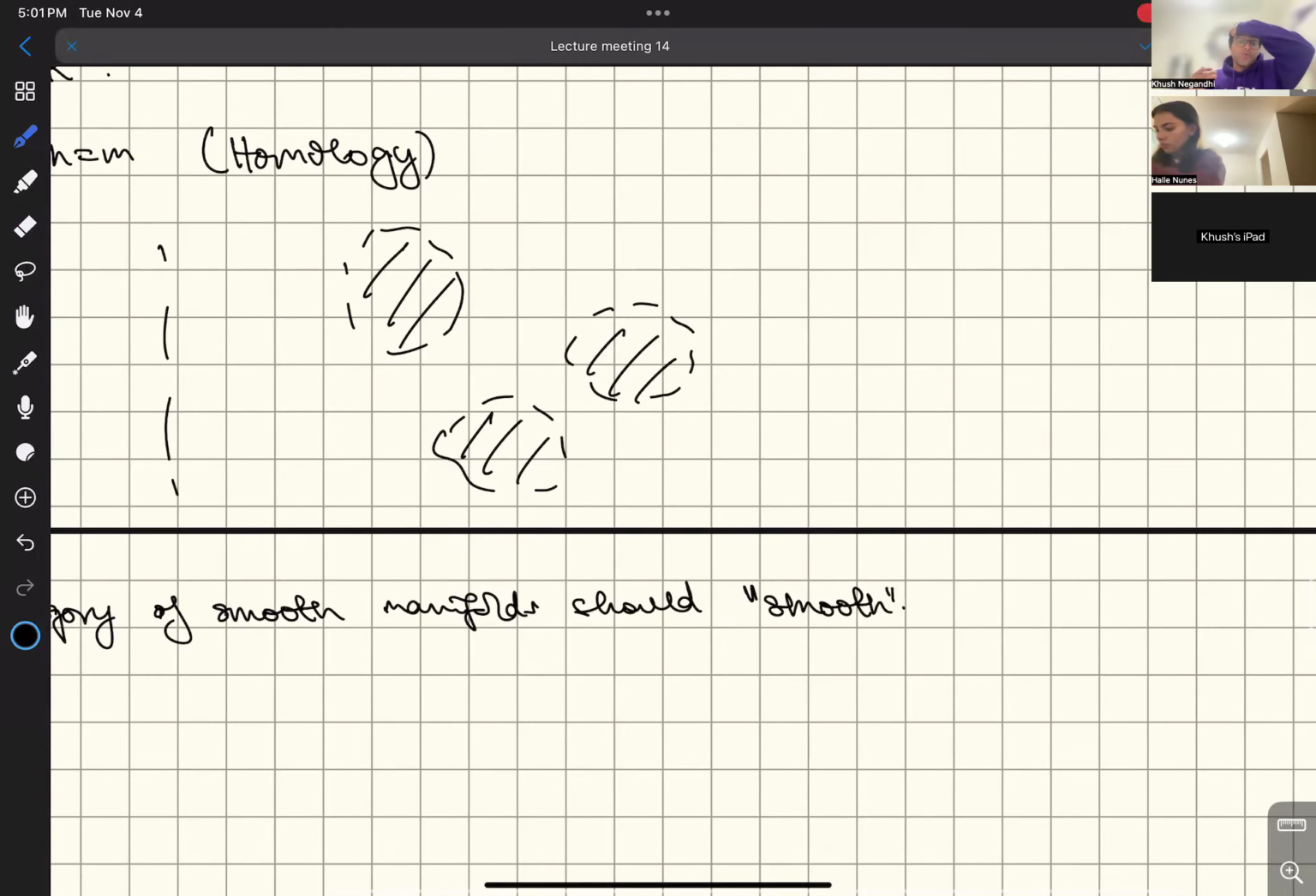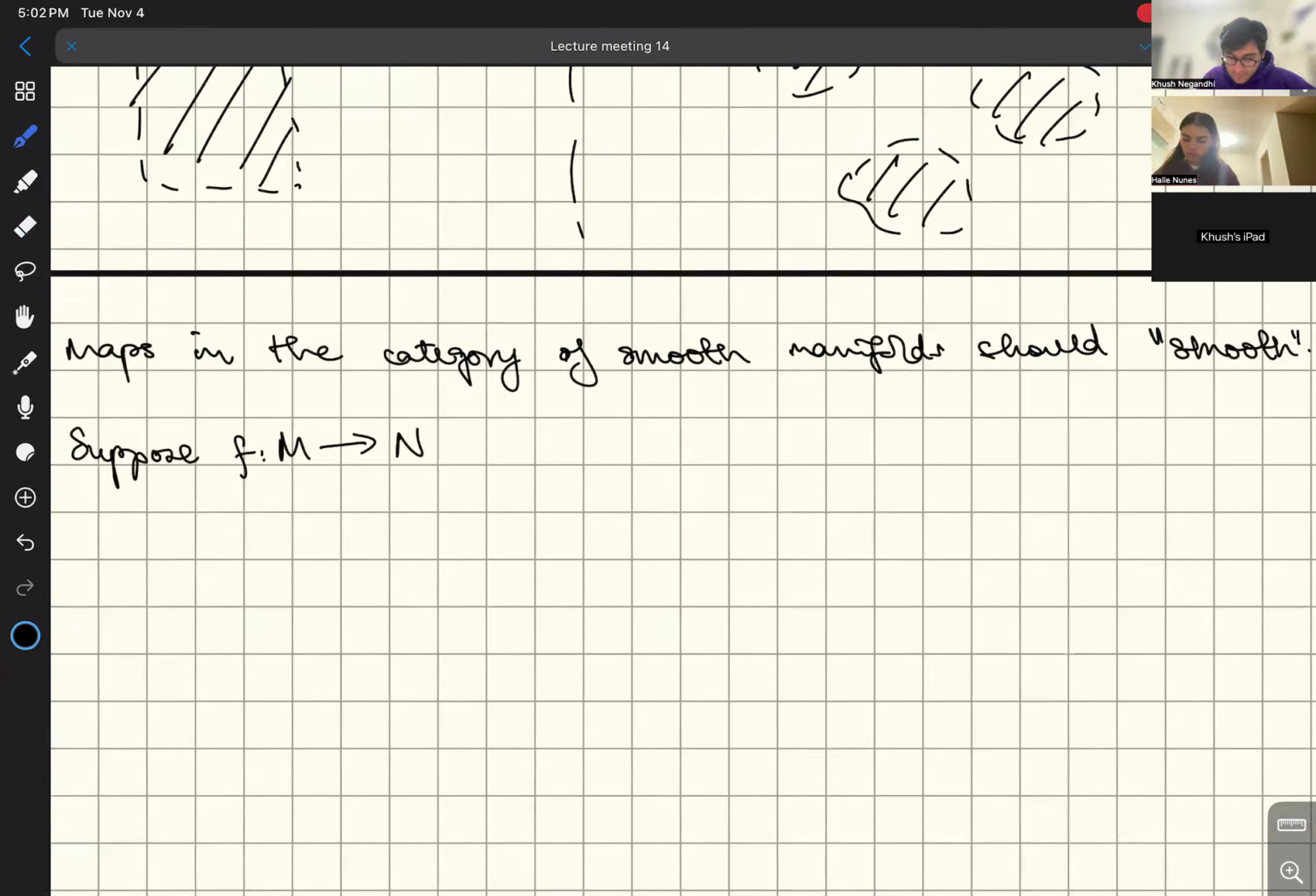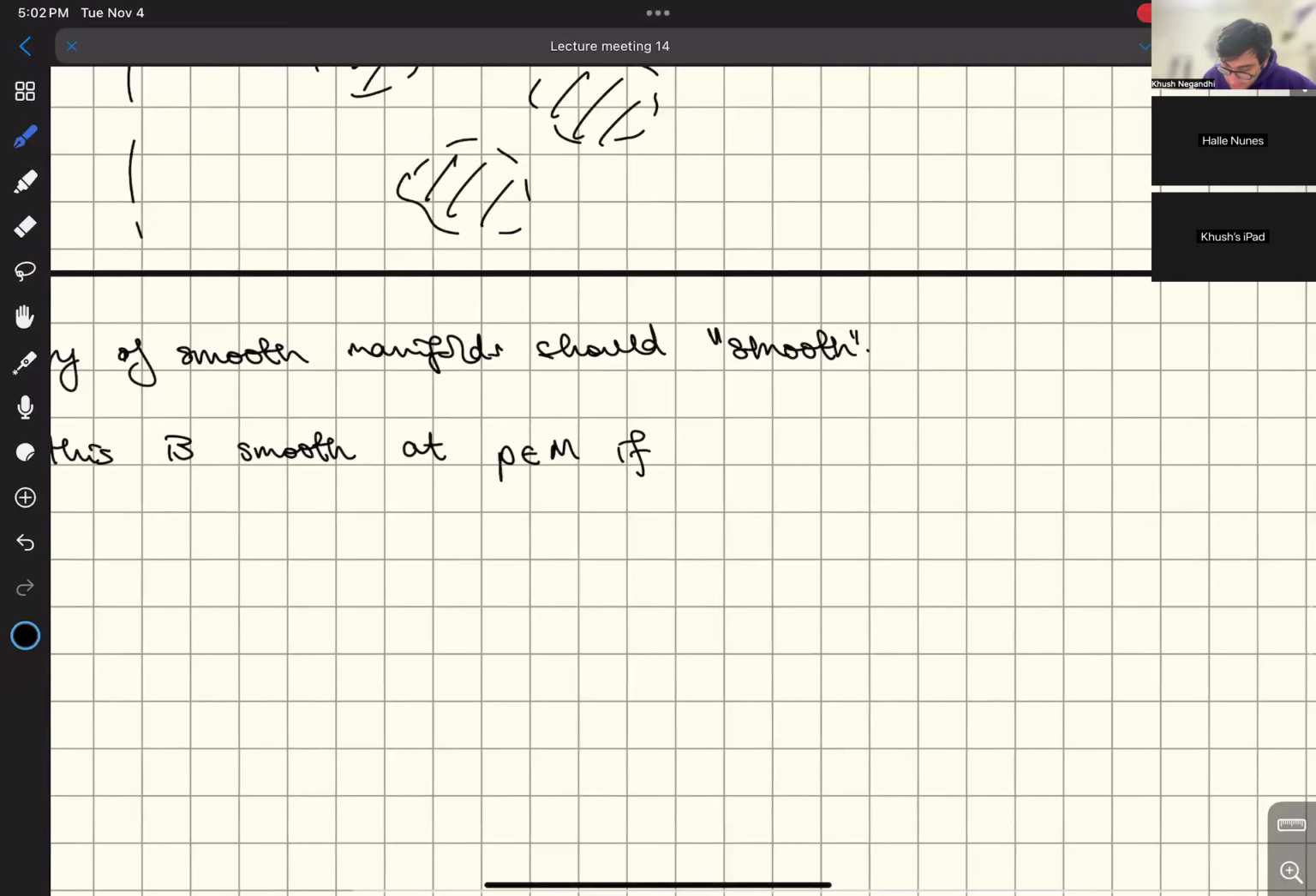What do I mean by that? What does it mean for a map between manifolds to be smooth? So suppose that F is a map from one manifold into another. What does it mean for this map to be smooth? This is smooth at p in M if there is a chart.